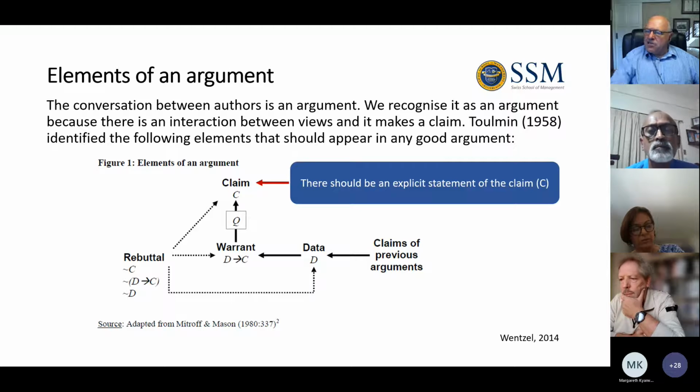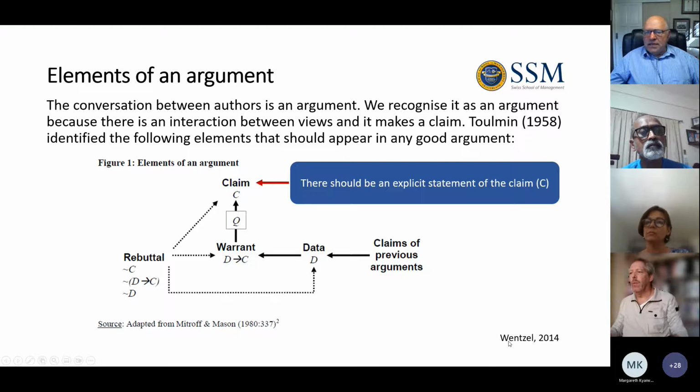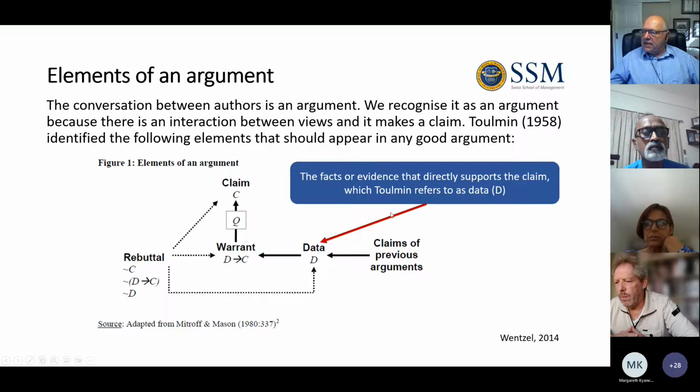So if we look at the elements of an argument, and this is according to Wenzel, I'll give you a copy of this document, which is very interesting. In a simpler form, again, a conversation between authors is an argument. We recommend it as an argument because there's an interaction between the views. And you see, it starts with a claim. There should be an explicit statement of the claim. And then what we have here is the data, the facts or evidence that directly supports the claim, which Toulmin refers to as the data, as you can see there.